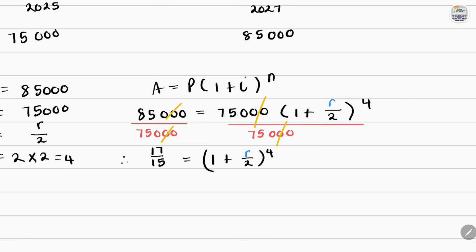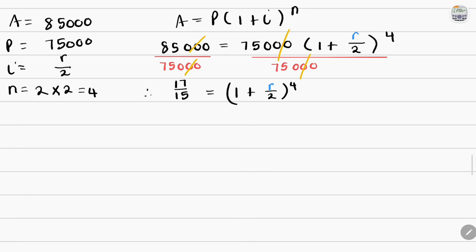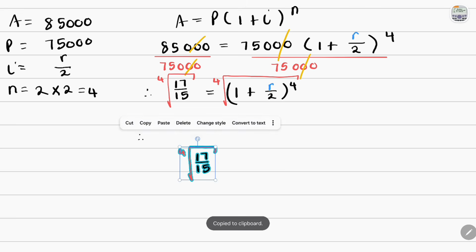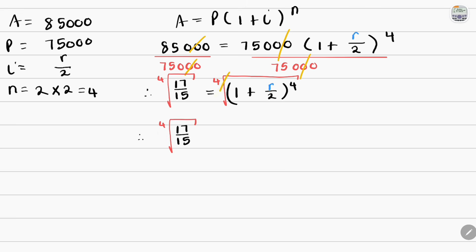Now what is the next thing stopping you from getting to the R? That would be the 4, the power of 4 over here. To get rid of that, you'd simply find the 4th root of both sides of the equation. We're working with interest, so you do not have to consider the negative solution here. I will leave this like this so that we don't have to round off or anything. What happens here is that the root and the power break each other open, because they are the inverse of each other. So it's equal to 1 plus R over 2.